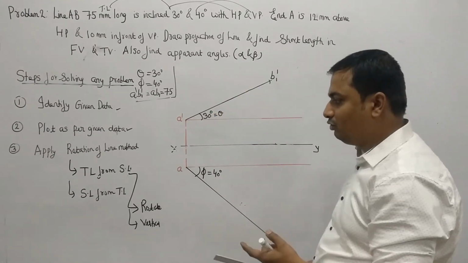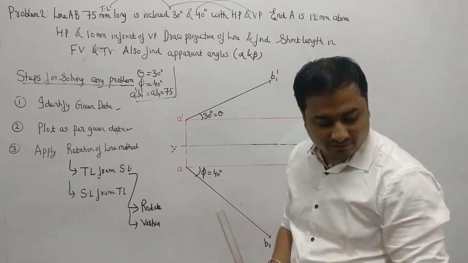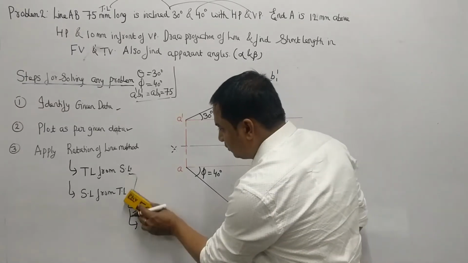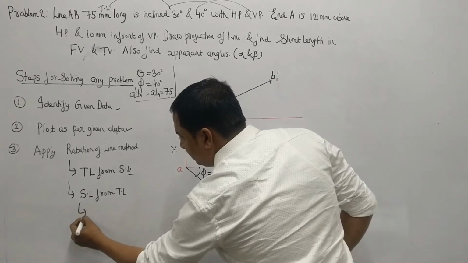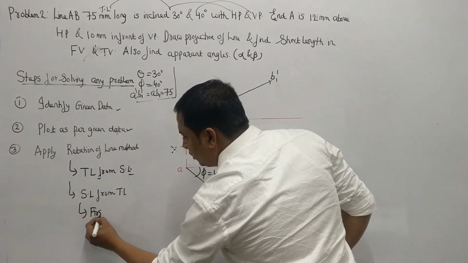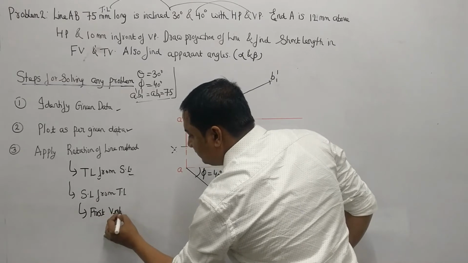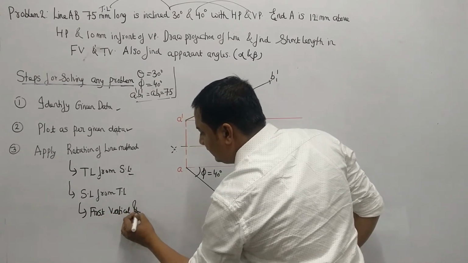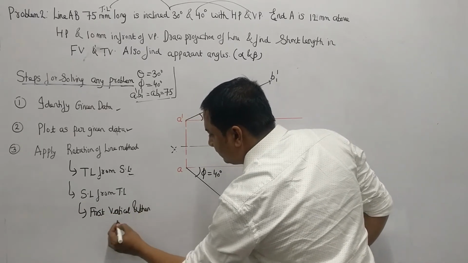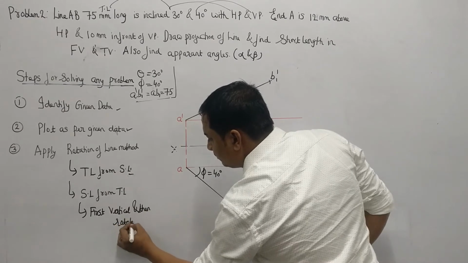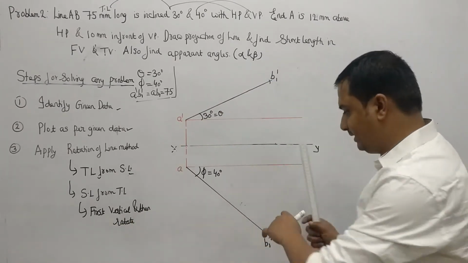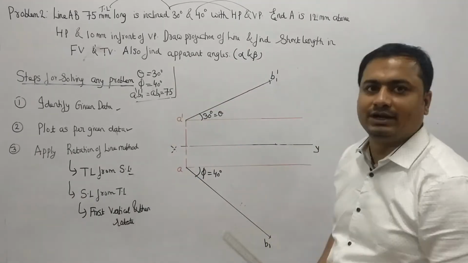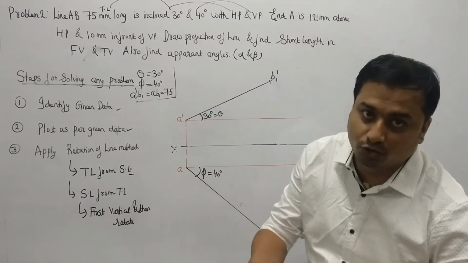Now what are we going to do? We are going to move in reverse. Reverse in the sense that now we are not going to first rotate and then vertical, but first we are going to drop vertical, and then we are going to rotate. This is very important. To find the short length from the true length, first we take the vertical and then we rotate. For that we require the locus.